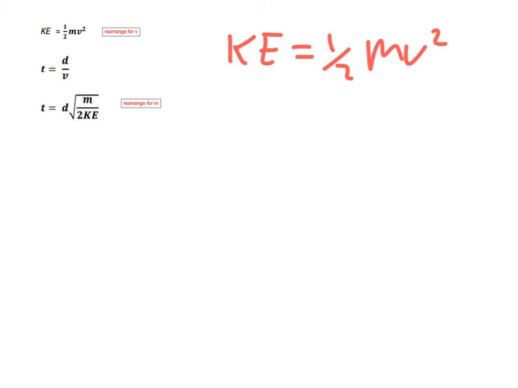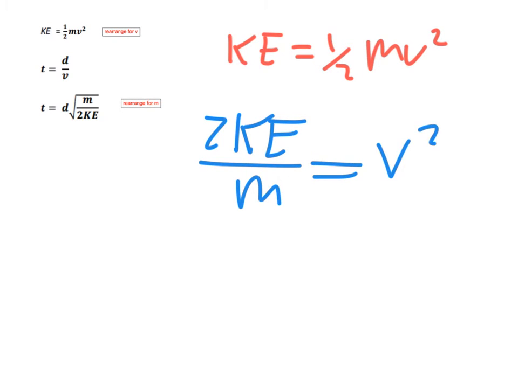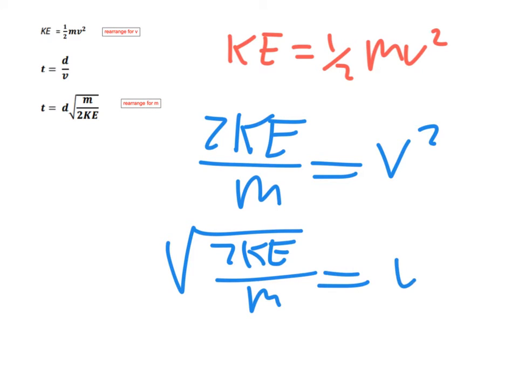So what I do first, we want to get V on its own, so I'll divide everything by M, and I'll also times everything by 2, so it will become 2ke over M equals V squared. And then I don't want it to be V squared, I want it to just be V, so I'll just square root everything, so it becomes square root 2ke over M equals V. So I've now rearranged it for V.